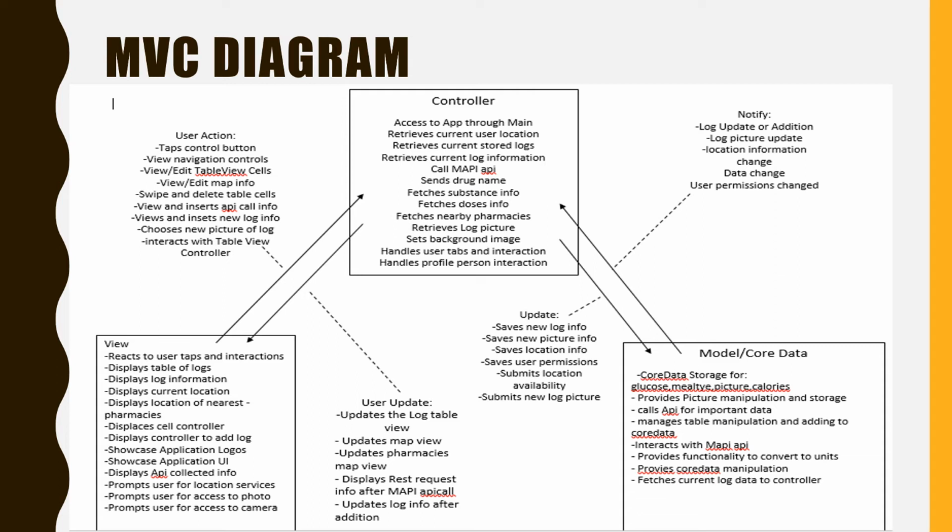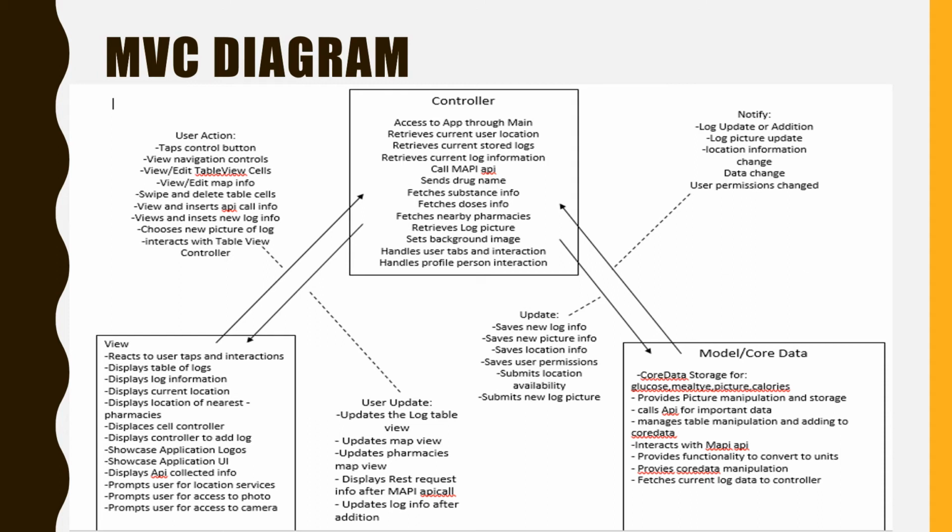So if you're adding a new log, the model also calls the API with the data that the controller sends it, which is the user's input, like drug name. It does the JSON processing for that, right? And then it sends the data back to the controller for that log, for that drug.